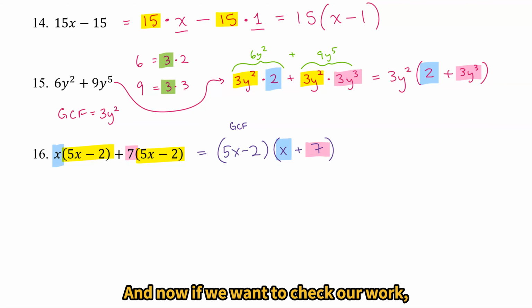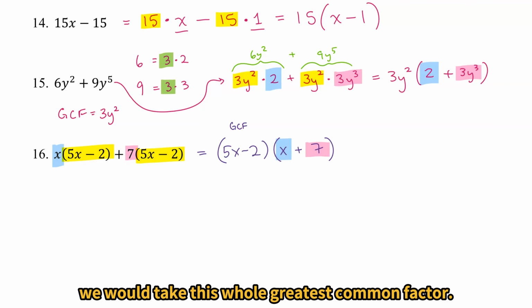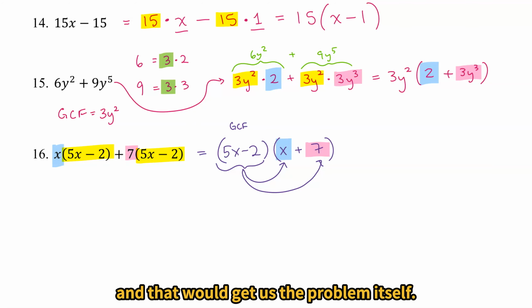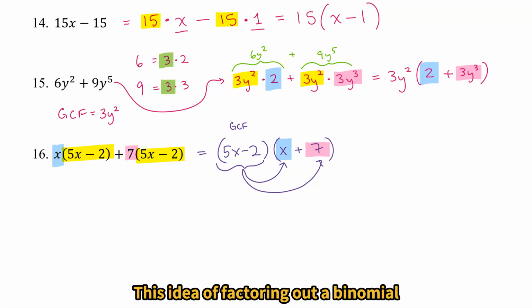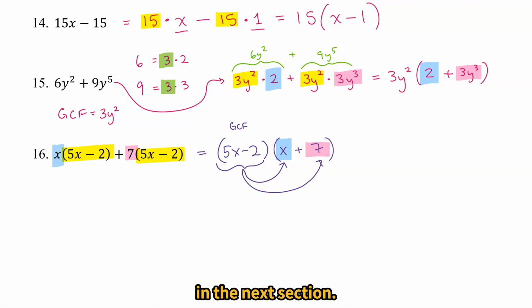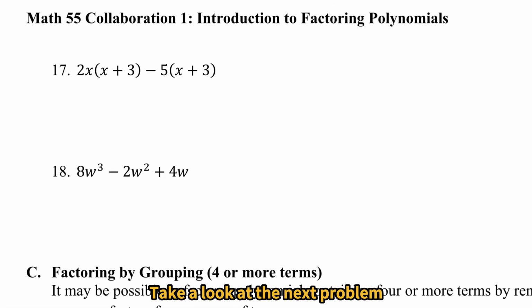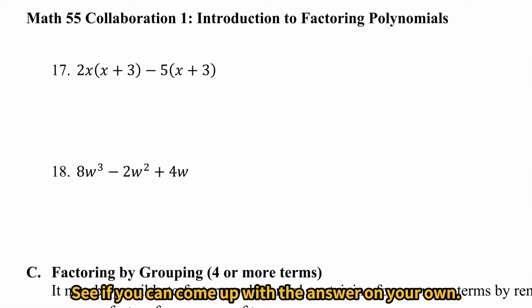And now if we want to check our work, we would take this whole greatest common factor, 5x minus 2, and multiply it by x, and multiply it by 7. And that would get us the problem itself. This idea of factoring out a binomial as the greatest common factor is going to set us up for factoring trinomials in the next section. So we're going to practice with this one again. Take a look at the next problem: 2x times (x plus 3) minus 5 times (x plus 3). See if you can come up with the answer on your own.